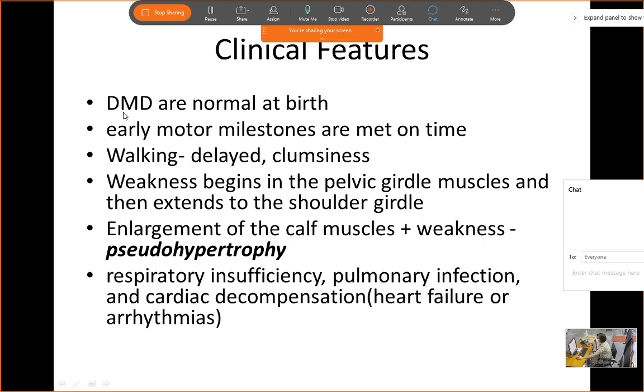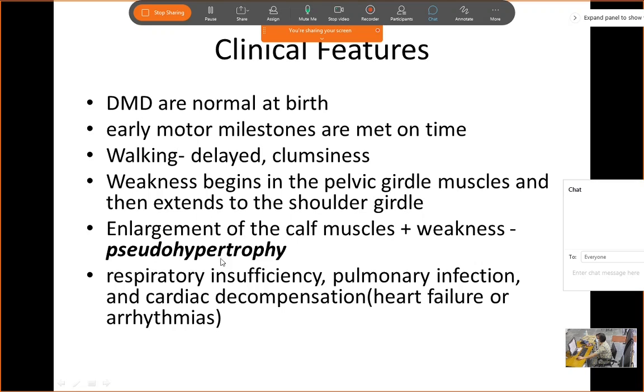So clinical features in Duchenne's muscular dystrophy, they are usually normal at birth, and early motor milestones are also met on time. It is only when the child starts to walk you will notice that the child is extremely clumsy, keeps falling down, or the walking per se might be delayed. So this is really because of weakness which begins in the pelvic girdle muscles, and then this extends to the shoulder girdle. And like in the previous slide I had said, the skeletal muscle gets replaced by fibrofatty tissue. So you'll find that the muscles are enlarged, but they are enlarged because of fat. And so weakness sets in. And this is known as pseudo-hypertrophy.